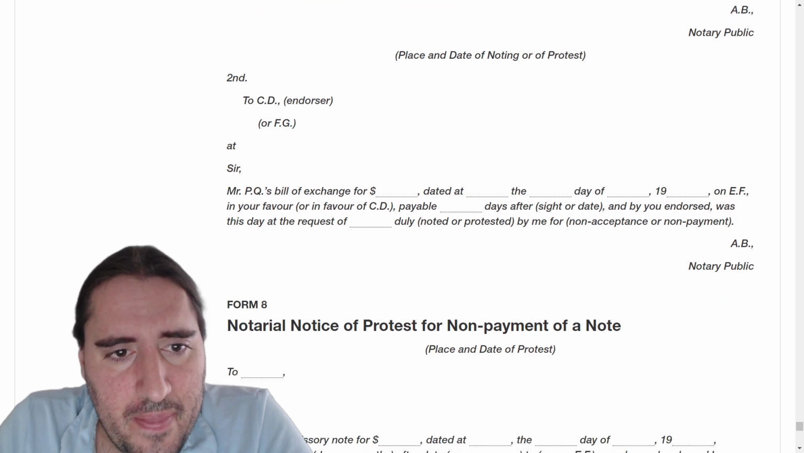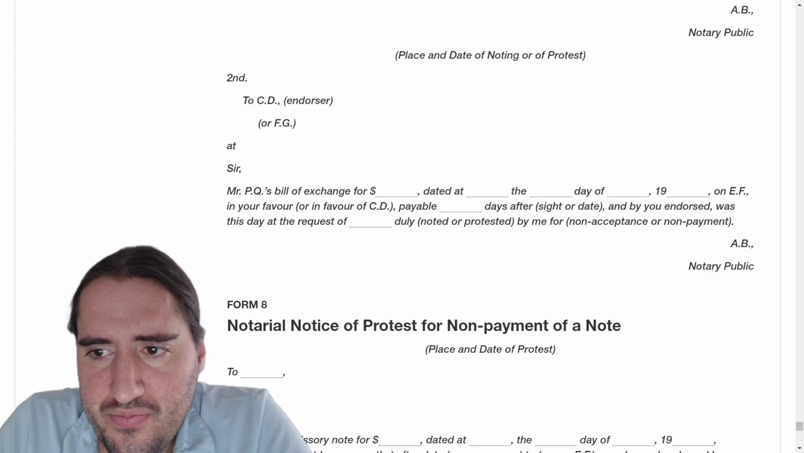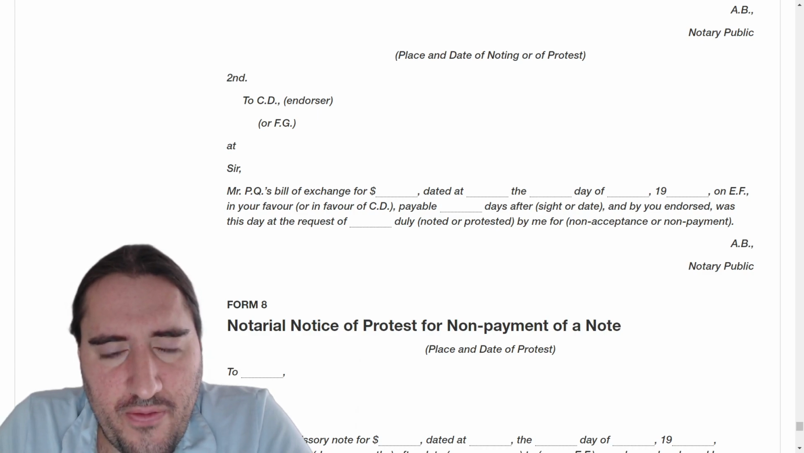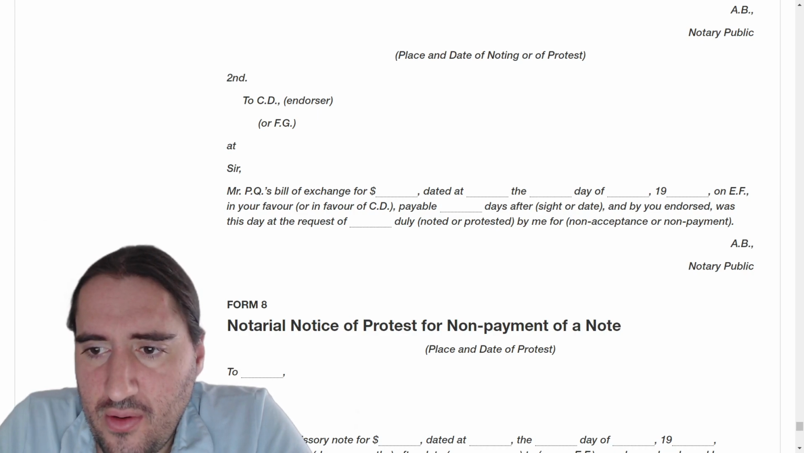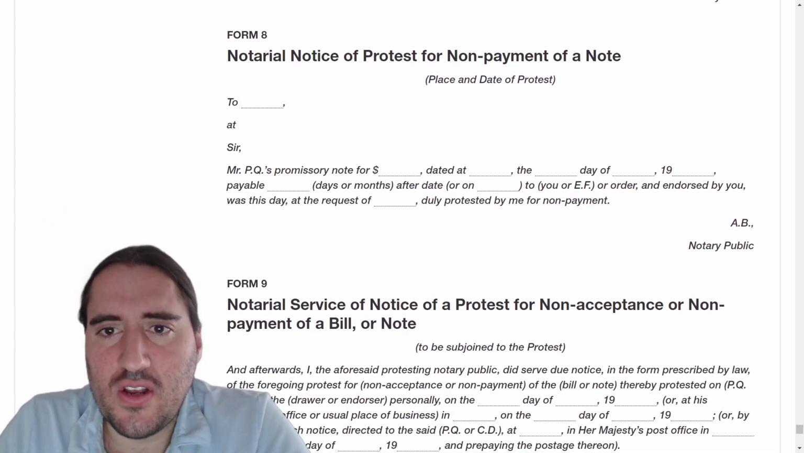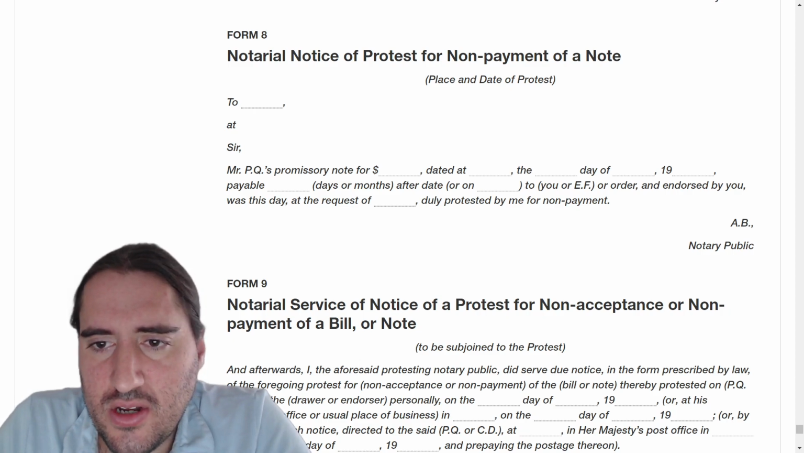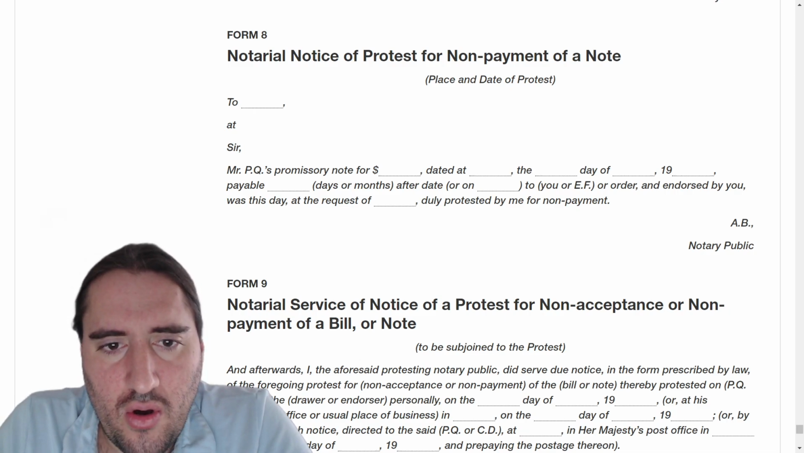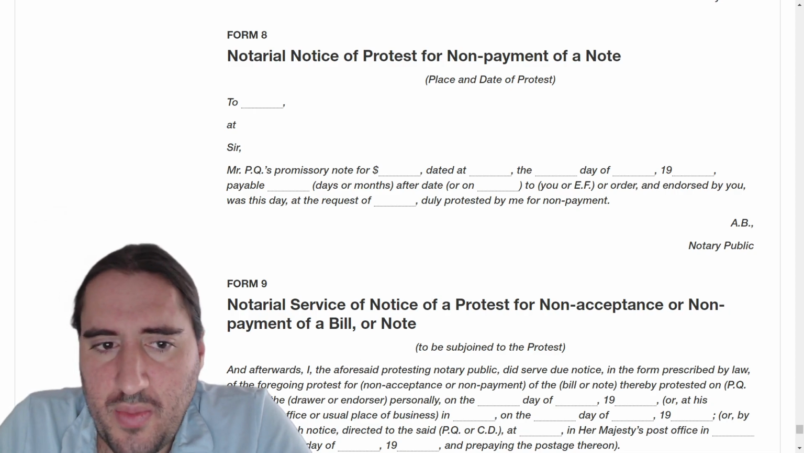Maybe another endorser? Sir, Mr. PQ's bill of exchange for whatever, dated at whatever, on EF, drawn on EF, in your favor, payable so many days after sight, and by you endorsed, was this day at the request of, by me, okay. Notarial notice of protest for non-payment of a note to such and such, sir. Mr. PQ's promissory note for $10,000 dated whatever day, payable so many months after date or on a specific date to you, EF, or order, endorsed by you, was this day at the request of, duly protested by me for non-payment.